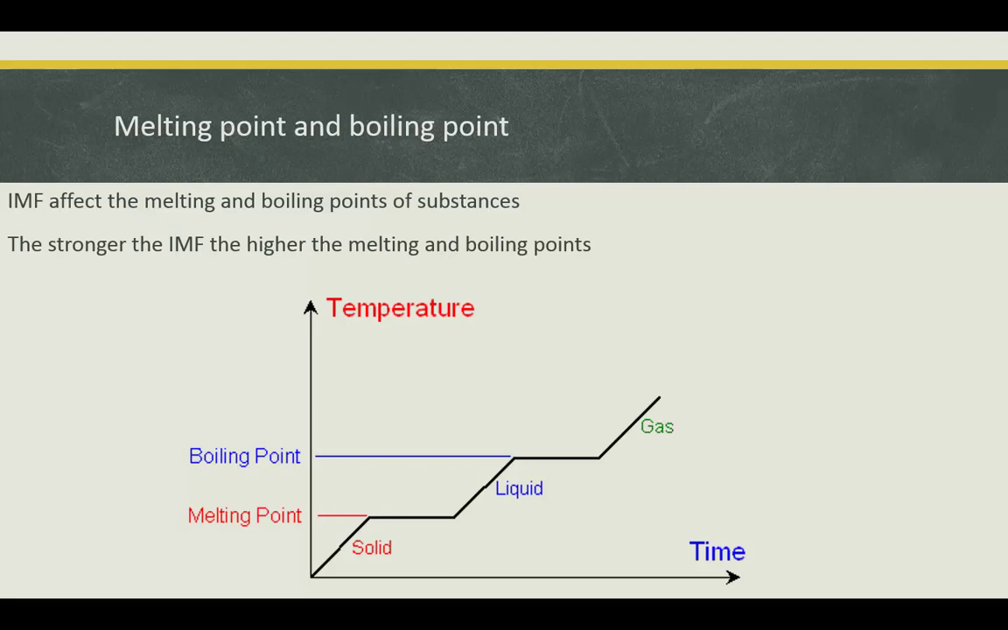Now, simple rule. If the intermolecular forces are strong, more energy is required to make the substance undergo phase changes. So our rule is, the stronger the intermolecular forces, the higher the melting and the boiling point will be.